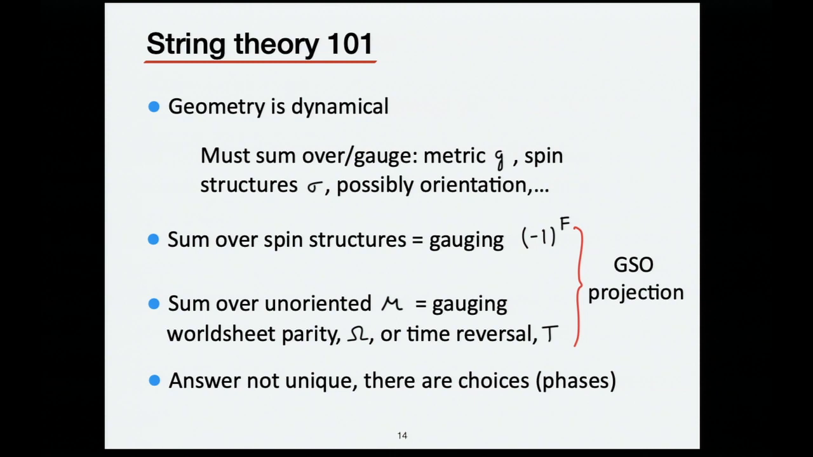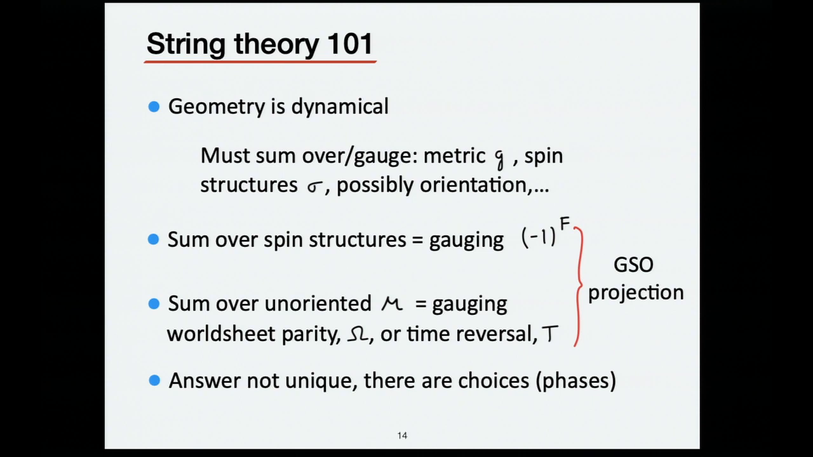And I want to understand what are all the ways that I can do this, and this will give me all string theories. Okay. And the point is that the answer is not unique, because this is just going to tell me that I have to sum over different sectors. But there is some ambiguity, because I could add some phase in between. I will explain why, a little sketch, an argument. But there is some ambiguity, so we want to understand what are the choices.